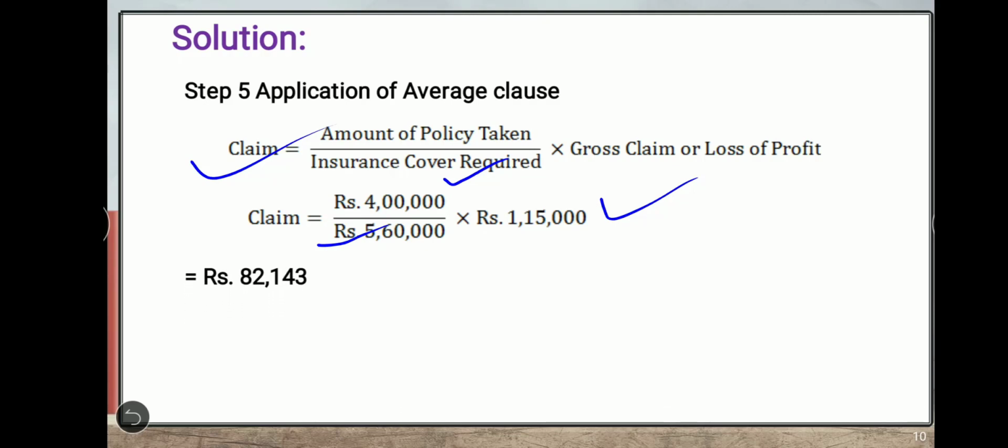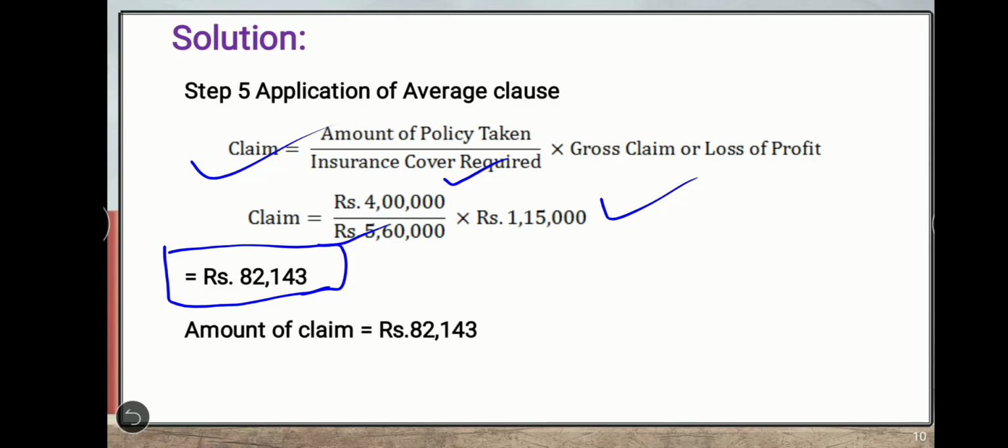So the final answer is 82,143. So the businessman provide this amount of claim to the insurance company.